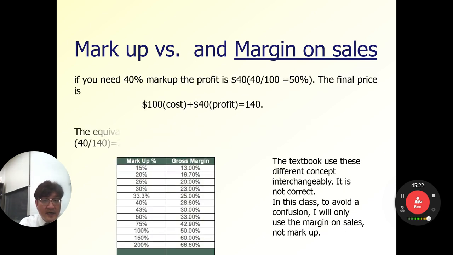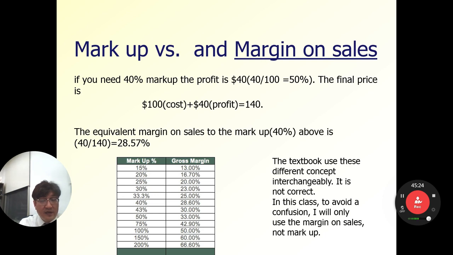So let me give you another example. Previously, if you need 40% markup, the final price is going to be 140. Then maybe I can ask you in the final exam, what's going to be the equivalent margin on sales to the 40% markup?